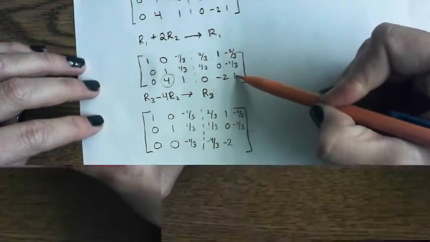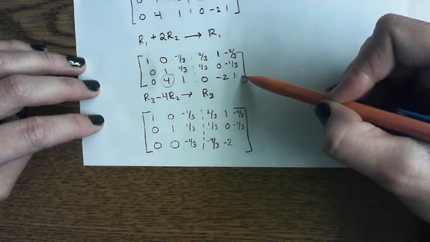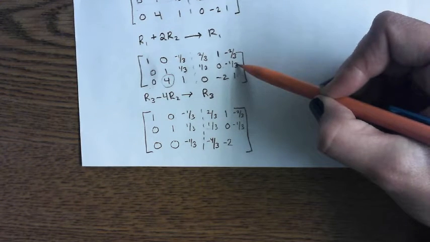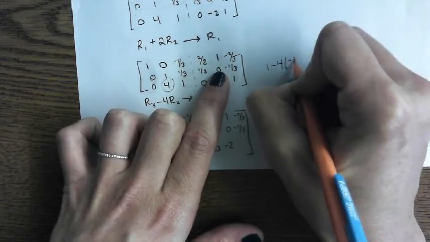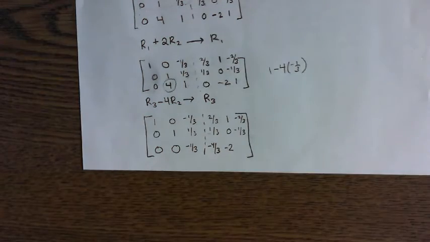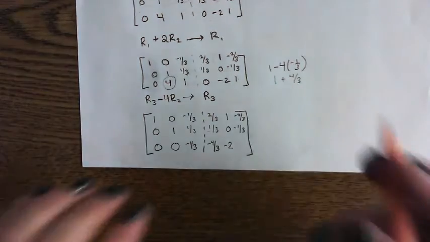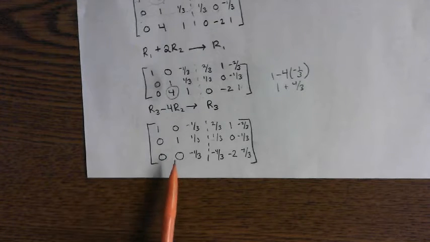And 1 minus 4 times this. Now, minus 4 times this is going to create a double negative. Are you with me there? And you might want to write this. 1 minus 4 times negative 1/3 is going to be 1 plus 4/3, which is going to be 3/3 plus 4/3. That is 7/3. And you're trying to get them outside of 1, 0, 0, 0, 1, 0, and 0, 0, 1.